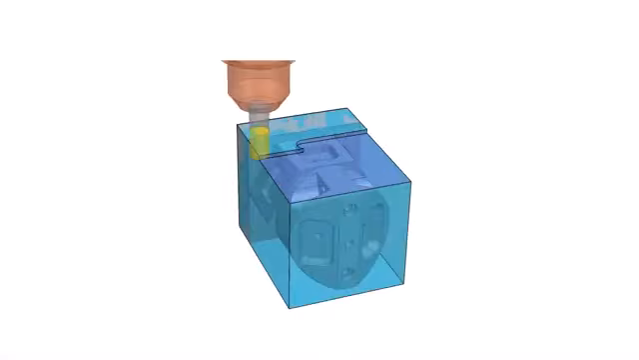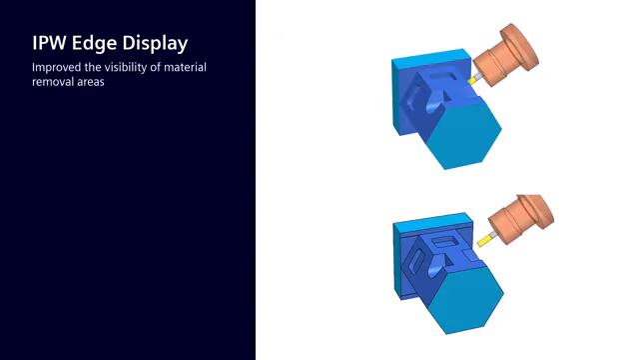Overall, the system's improved edge emphasis creates clear visual distinction between machined and unmachined areas, enabling more accurate and efficient verification of machining results.